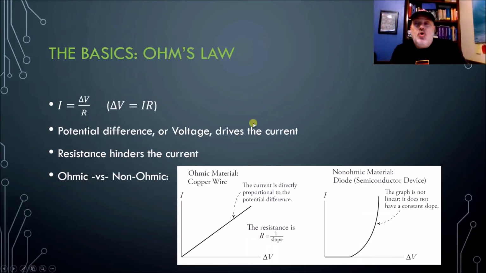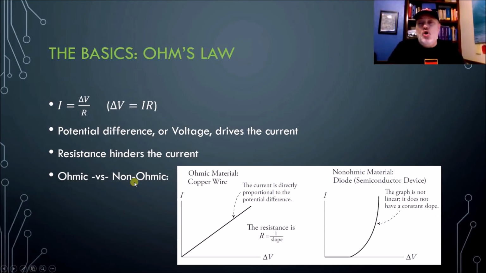Now let's talk about Ohm's law. Ohm's law is I equals delta V over R, or the way we write it usually, because we hate fractions, is delta V equals IR. But it's this potential difference or voltage that pushes the current. They're proportional. And the resistance, or electric friction, is inversely proportional to the current, that hinders it.